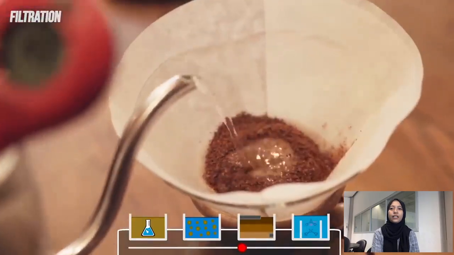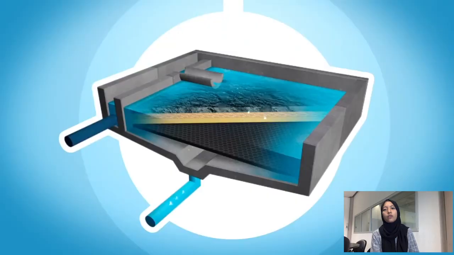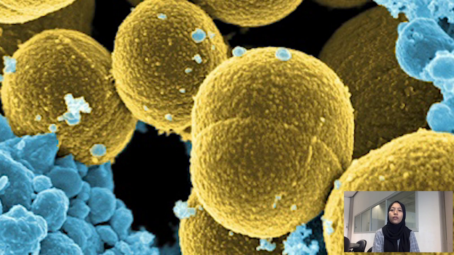Okay, next process is filtration process. In filtration process, water is forced to pass through filter which is commonly made up of sand and gravel. There are two basic types of filtration: rapid and slow sand filtration. Rapid sand filtration is a physical process that removes suspended solid from water. It is commonly used compared to slow sand filtration because it has higher flow rates and only requires a little space to operate. Slow sand filtration involves biological process where it uses bacteria to treat the water.